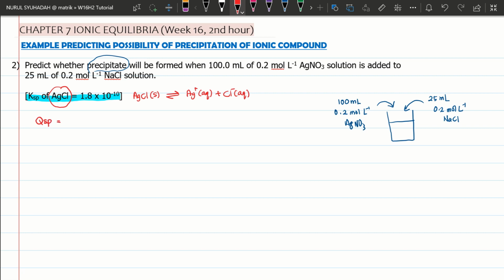Expression QSP is concentration of Ag plus times concentration of Cl minus. So we need to find what is concentration of Ag plus dan berapa concentration Cl minus. Mana nak dapat maklumat ni? So tengok balik kepada kita punya gambar rajah tadi. So dekat sini AgNO3 dia akan pecah. Okay, so AgNO3 aqueous akan pecah kepada Ag plus aqueous tambah NO3 minus.